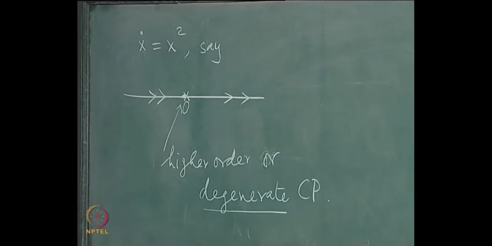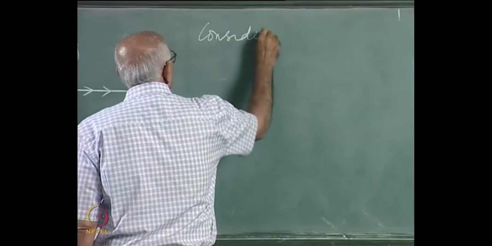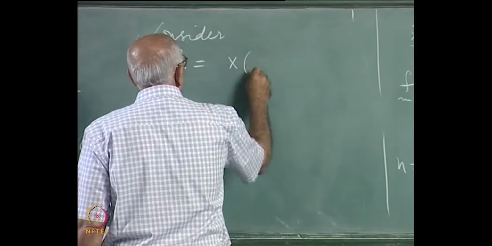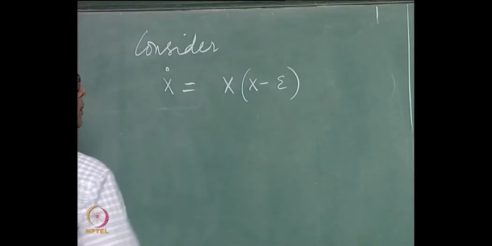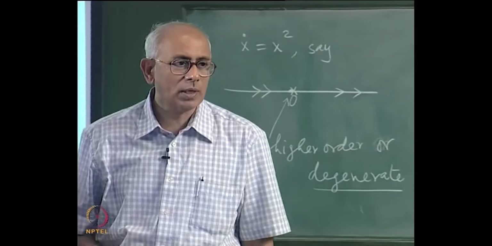A typical one would start with the linear term and then unless there is an accident it would always be present and then go on to a quadratic and cubic term and so on. Therefore, since this is not generic, we would like to make it generic by saying this double root at x equal to 0 came about by two roots coinciding with each other. So let us split one of those roots and consider instead x dot equal to x times, let us say, x minus epsilon, where epsilon is some small positive number to start with.